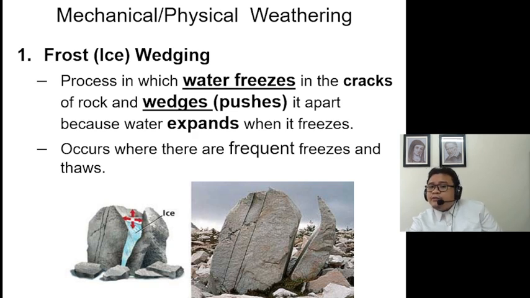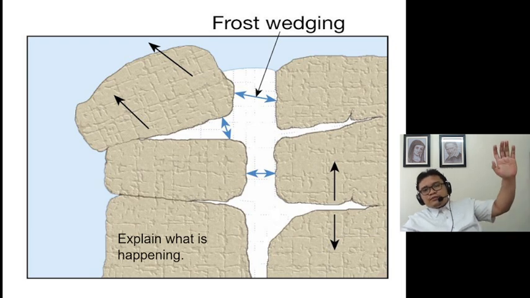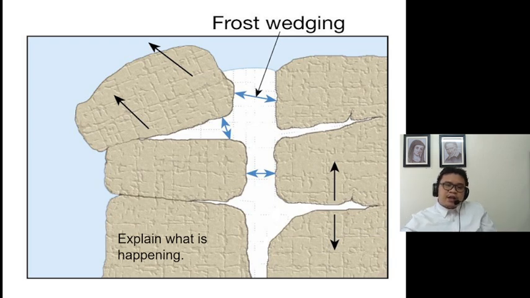This occurs where there are frequent freezes and thaws. Okay, so if you can see here on the next picture, this is what frost wedging is all about. When water seeps through the rock spaces and begins to solidify or freeze, this freezing causes its molecules to expand, which of course creates a gap along the rocks. So that's what you call frost wedging.